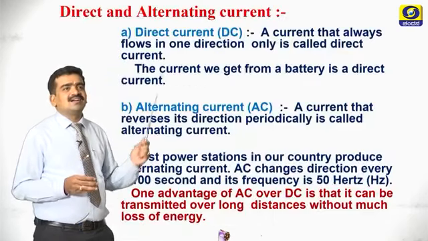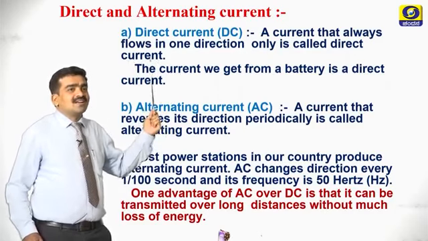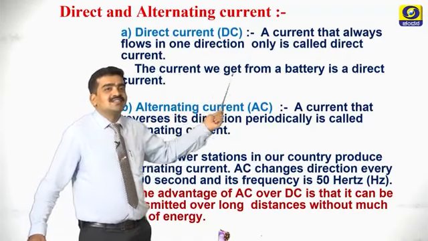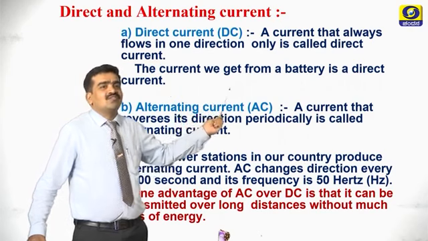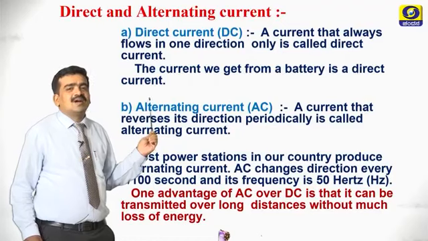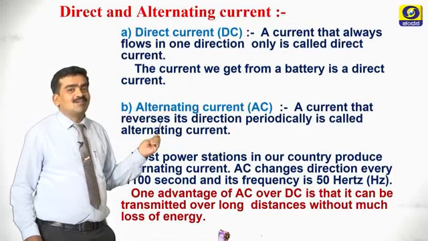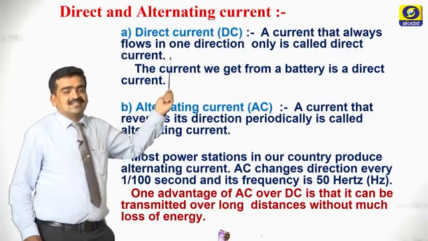Let us understand what is direct current and alternating current. What is direct or DC current? A current that always flows in one direction only is called direct current. The direct current we get from a battery is called a direct current or a DC current. So battery is the main source for DC current, 9-volt battery, 12-volt battery, etc. Here it does not change its direction.